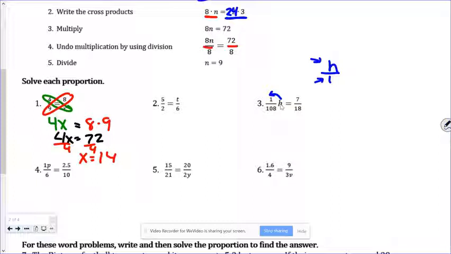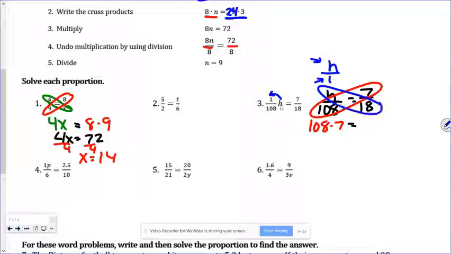I'm going to rewrite this. I'm going to have H on top, 108 on the bottom, and then 7 and 18 on the other side. So again, I'm going to draw my diagonal circle. So I have 108 times 7. My other circle is 18 times H. Then you're going to go ahead and multiply all of this out. So you're going to get 756 equals 18H. Divide then by the 18 in front of H. So you should get what? H is equal to 42.